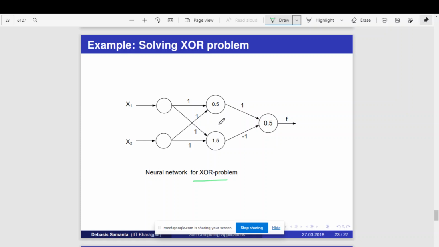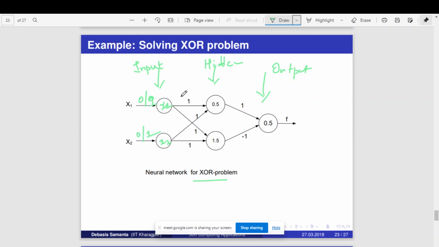Here basically we are using one input layer, one output layer, and one hidden layer. See, this is the input layer, this is the output layer, and this is the hidden layer. Here we are just giving the input. This is whatever the value of x1, and this is whatever the value of x2. Both can take either 0 or 1, and these are the weights.